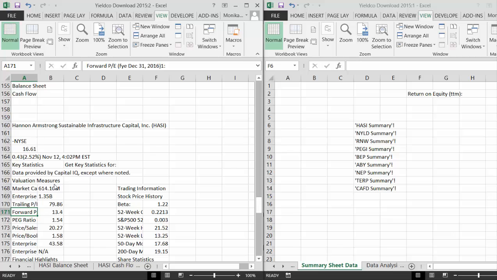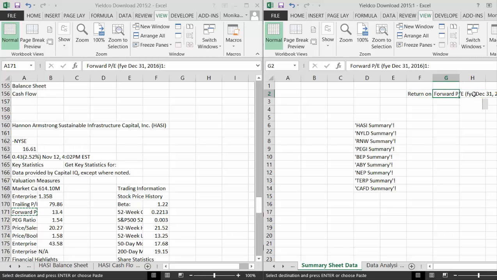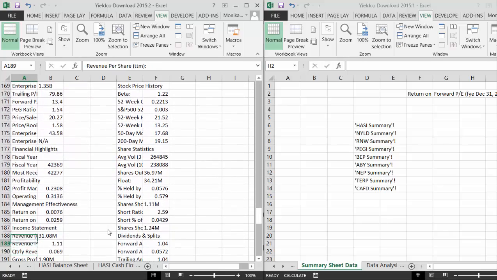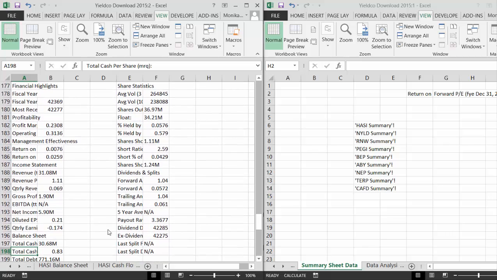Now, the only problem with this forward PE, of course, is that we have this date that might be different for different companies. So I'm not going to worry about that right now. We might have to later. That's why I put that thing called partial match, where we just match forward PE without the rest of this junk. And then we put forward annual dividend rate and forward annual dividend yield.